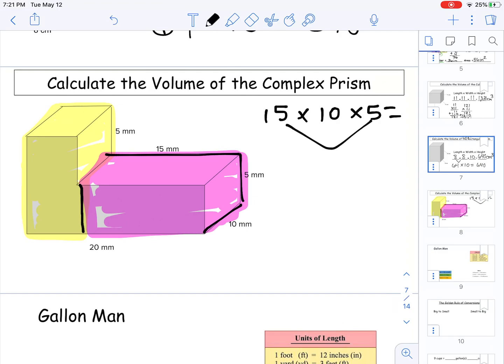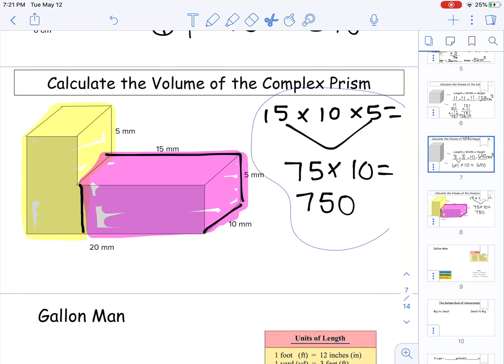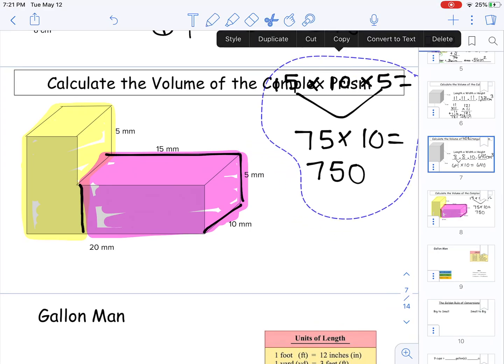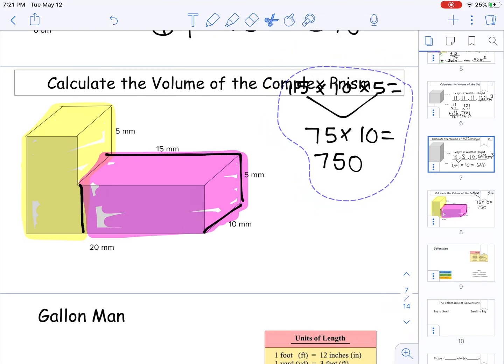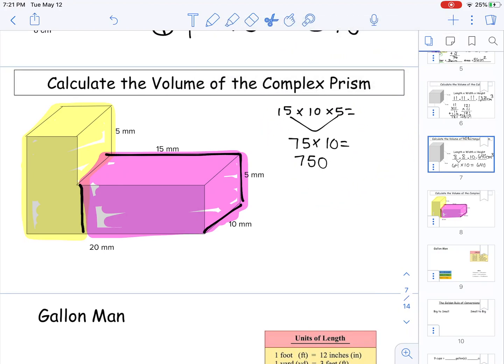I'm going to start with 15 times 5 because that's a little easier to multiply by 10. 15 times 5. If I skip count by 15s, I have 15, 30, 45, 60, 75. So then I have to do 75 times 10. Again, multiplying by 10, just add that 0. I get 750 for my pink one. Again, I'm going to shrink my work down a little bit. There we go. Now I need to think about yellow.